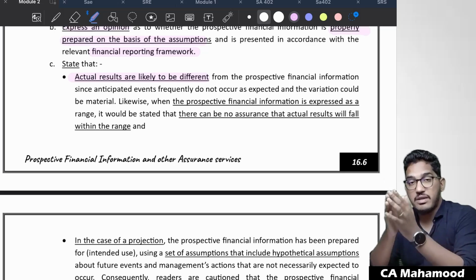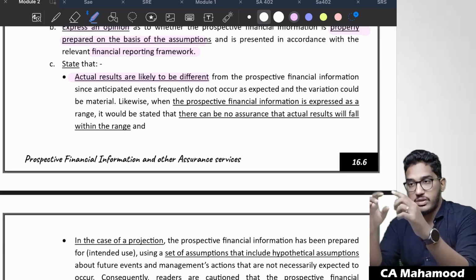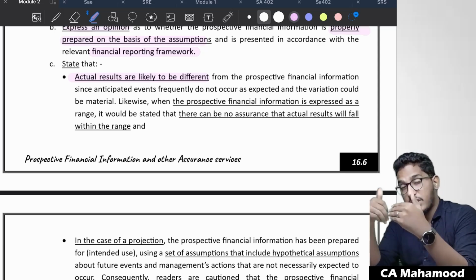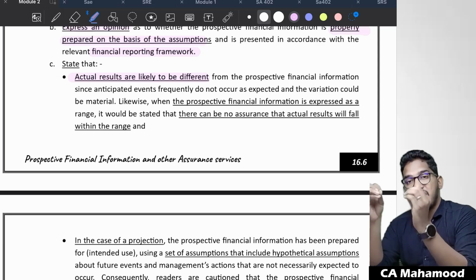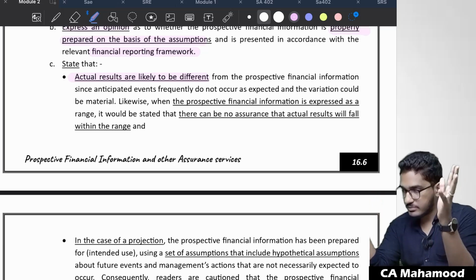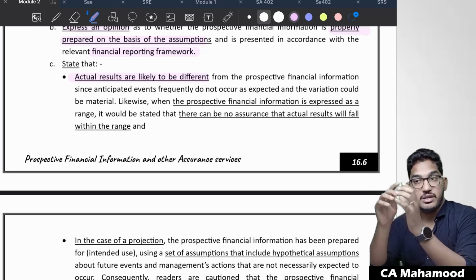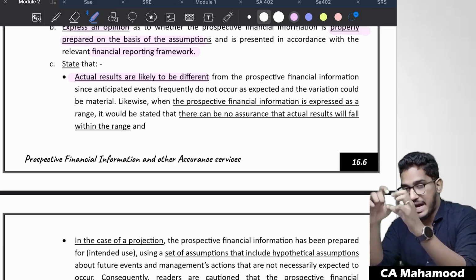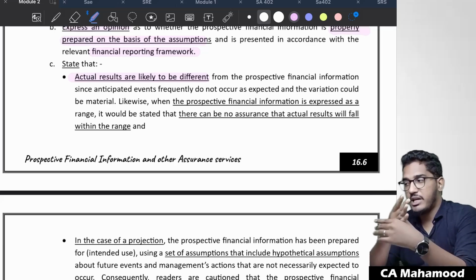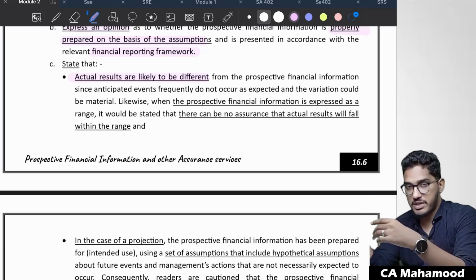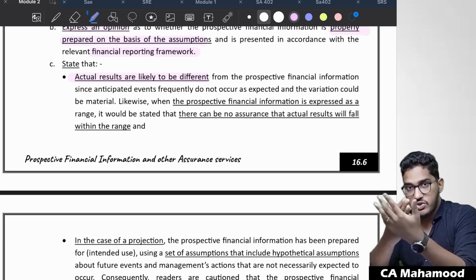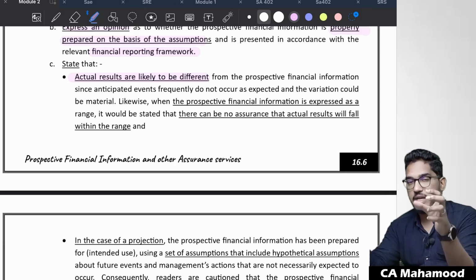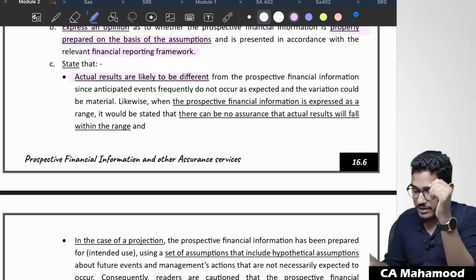You should also clearly give a line in your report that whatever actual results are there could be quite different from this prospective financial information. That line you also have to add. That means you are clearly telling that you are not vouching for accuracy. If you add this line, you are trying to educate the reader that you are not vouching for the accuracy of the facts. So that line also you have to add.